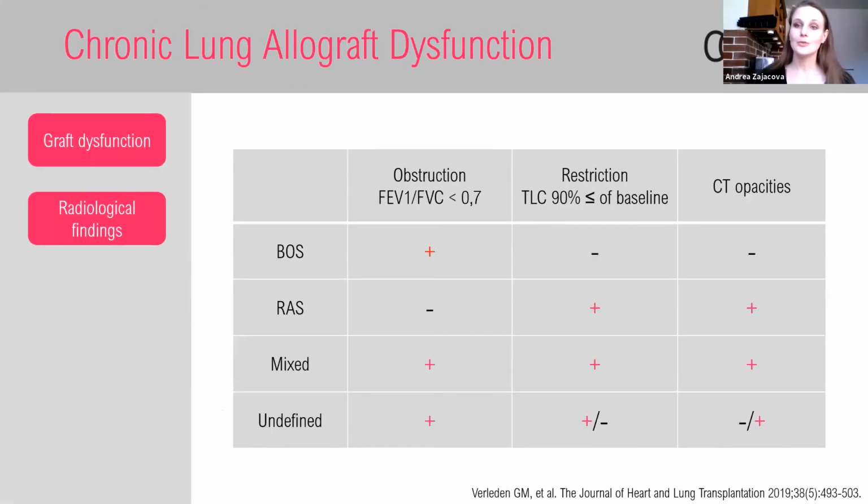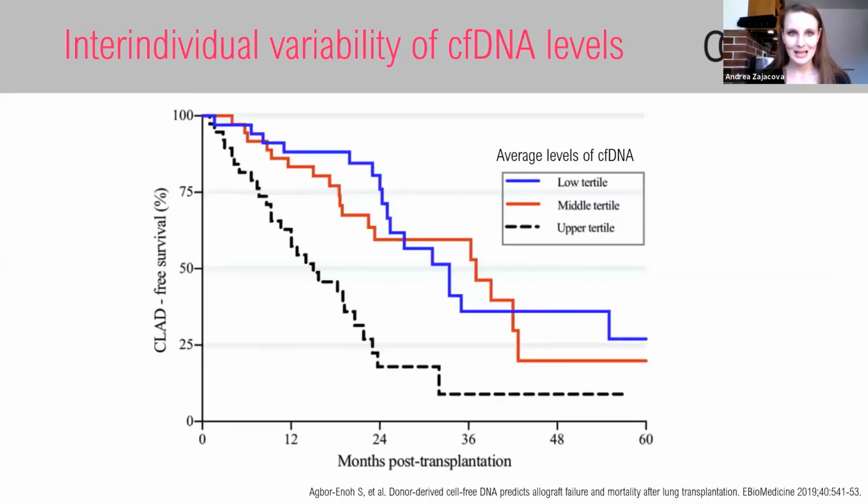The leading cause of morbidity and mortality after lung transplantation is chronic lung allograft dysfunction, or CLAD. The diagnosis itself is made by graft dysfunction criteria and radiological findings. Nowadays, we are able to determine four types of chronic lung allograft rejection. The etiology of CLAD is unknown, but we know that there are a few risk factors.